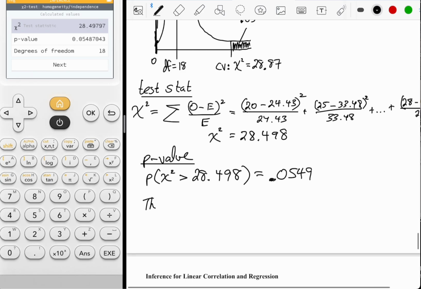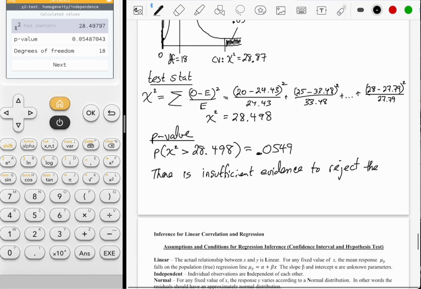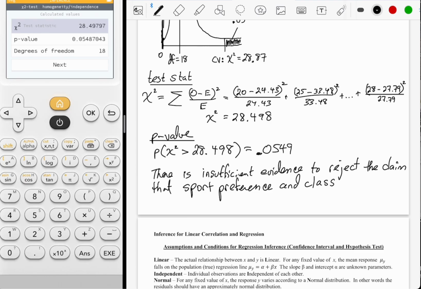So there is insufficient evidence to reject the claim that sport preference and class, a slight rephrase of the null hypothesis, but still it gets the same idea across, are independent at the 0.05 significance level. It was 0.05, right?